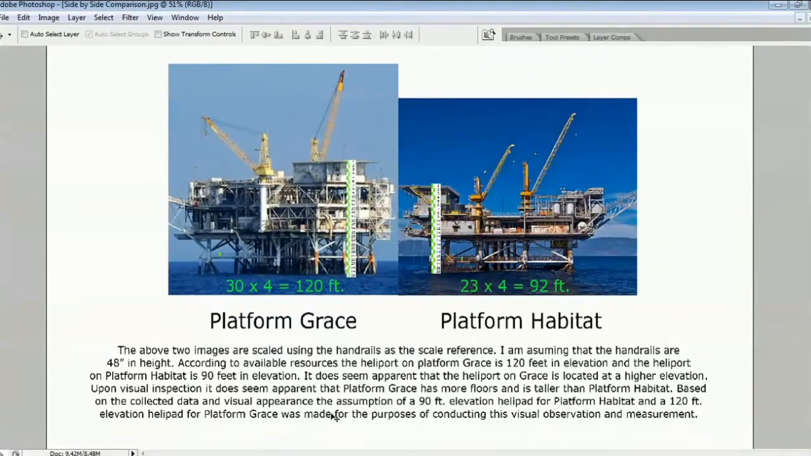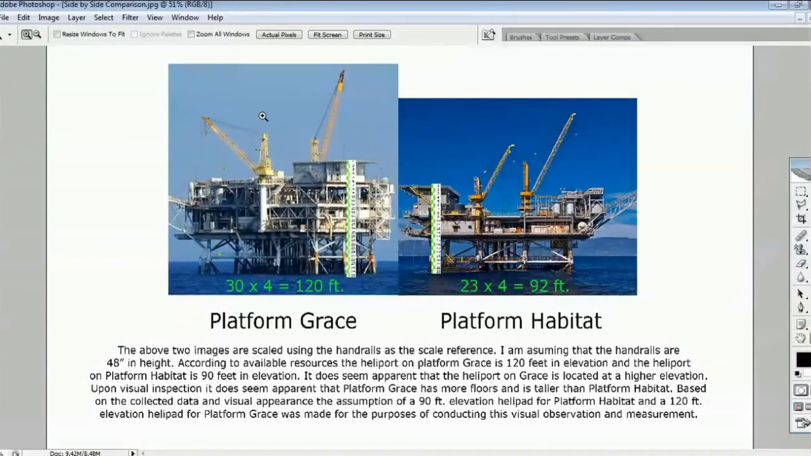Based on the collected data and visual appearance, the assumption of a 90-foot elevation helipad on Platform Habitat and a 120-foot elevation helipad on Platform Grace was made for the purposes of conducting this visual observation. So I want to just zoom in here real quick to show you what I did.